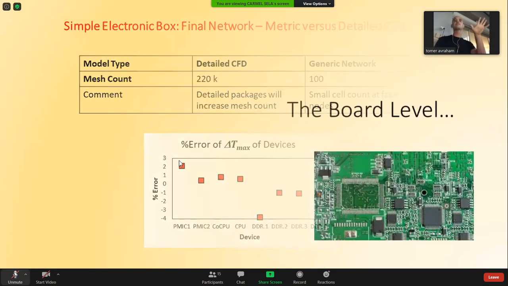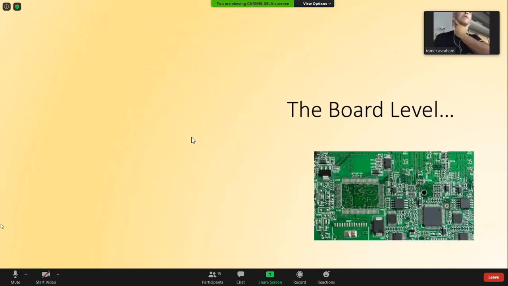Are we done with ROMs, or any questions about ROMs?